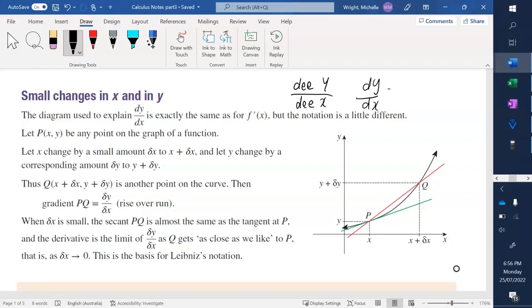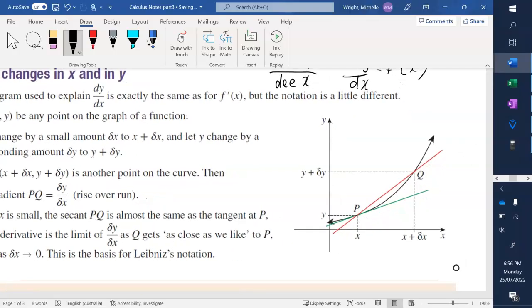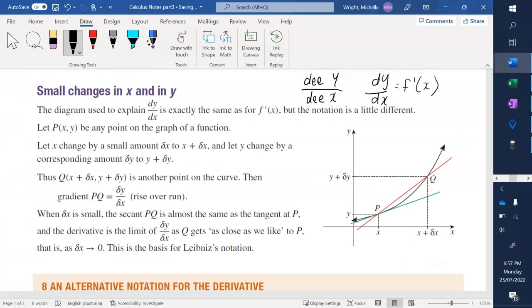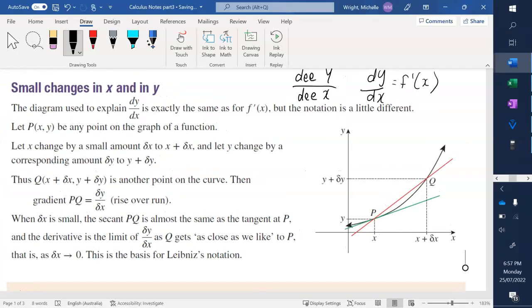This dy dx notation is exactly the same as f dash of x. It's what we get when we differentiate. And we're going to be using that all the way through. So have a look at our graph down here. We have the black line, which is our function. We have 2 points sitting on that function, point P and point Q. We have a secant, a line that joins PQ, and we have this green line, which is our tangent at P. So what we are doing is exactly the same method as we used in our first principles.